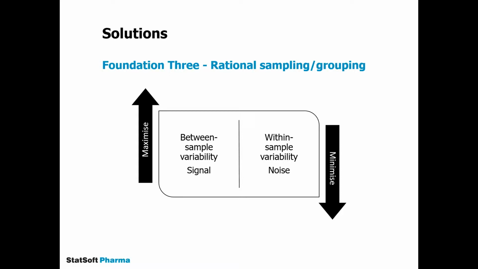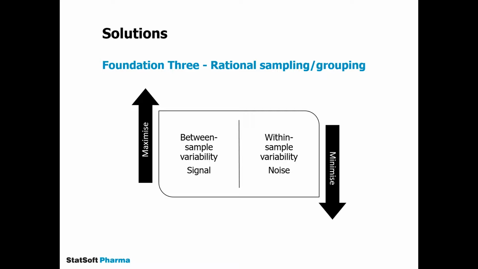Foundation 3, rational sampling and grouping. A rational approach to sampling and grouping data should be applied when creating control charts. Why? The way in which data is collected and organized determines the questions to which control charts will answer.